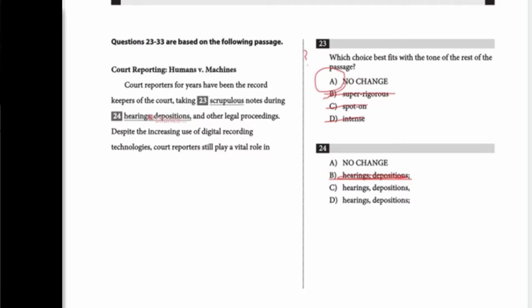During hearings, comma, depositions, comma, and other legal. So it's a list of three or more elements. It just needs to be hearings, comma, depositions, comma. C is the correct answer. D is incorrect. It wouldn't be a semicolon after depositions because, again, that's part of our list of three or more. So 24 is C.